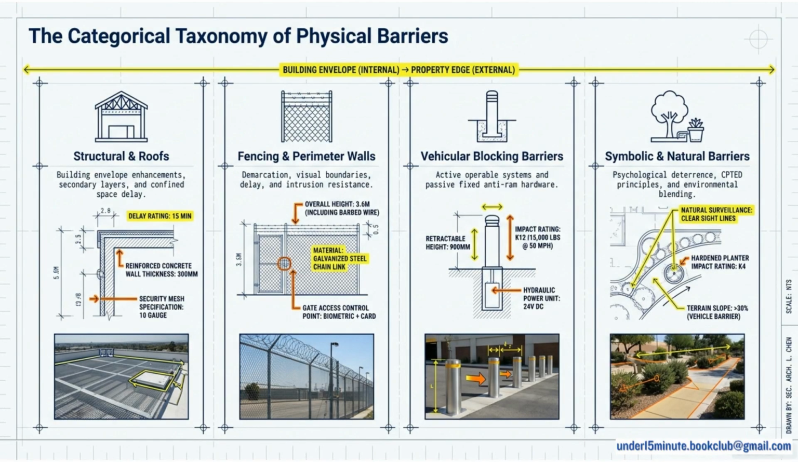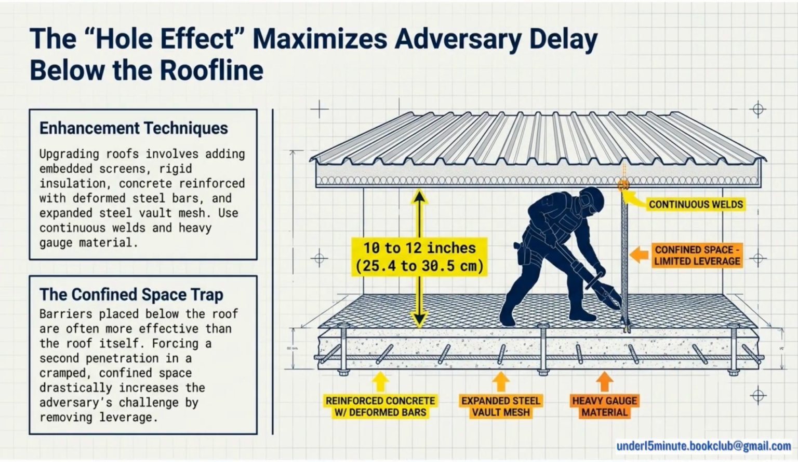Fencing and perimeter walls offer demarcation and delay. Vehicular blocking barriers include active and passive systems. Lastly, symbolic and natural barriers provide psychological deterrence and environmental blending. The whole effect maximizes delay below the roofline.